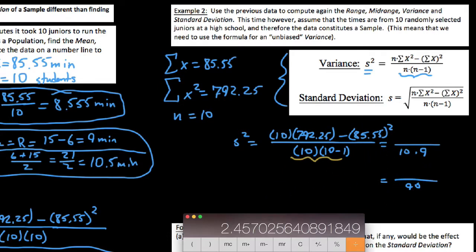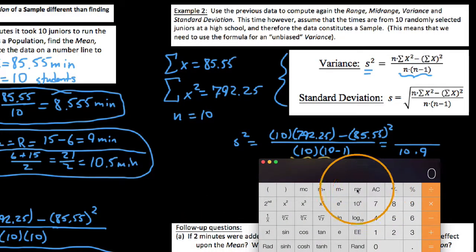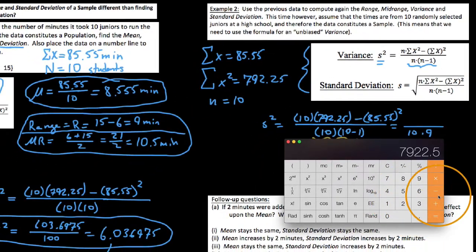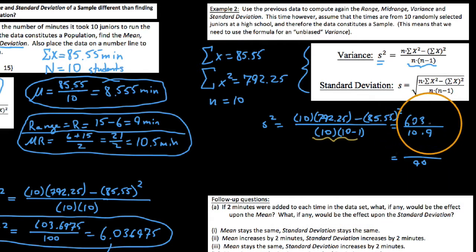So in this case, we'll just run through our calculations again. You're going to notice that we get the same things on top, so 10 times 792.25 equals, now minus 85.55 squared. We end up with 603.6975.